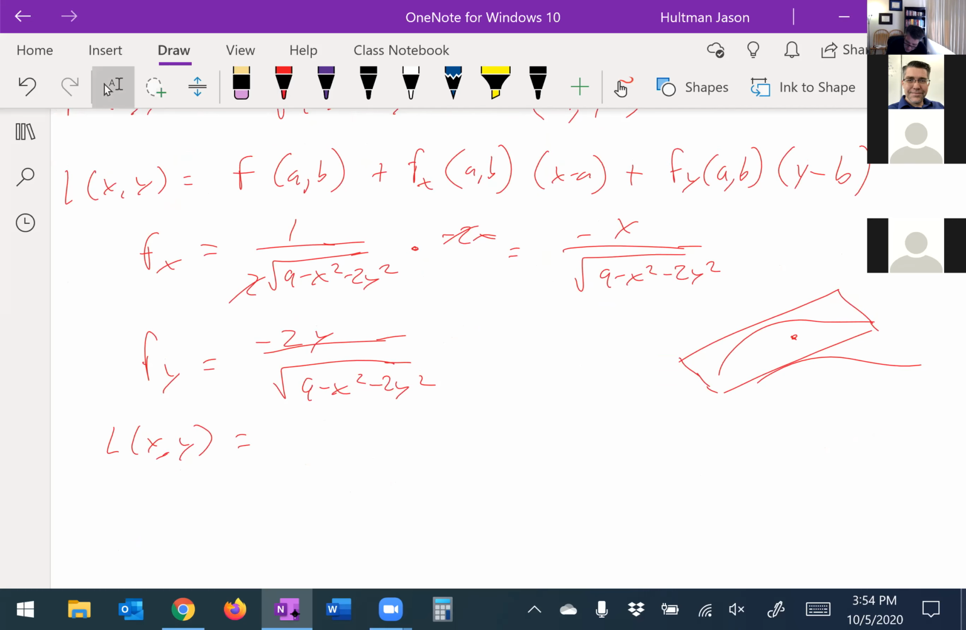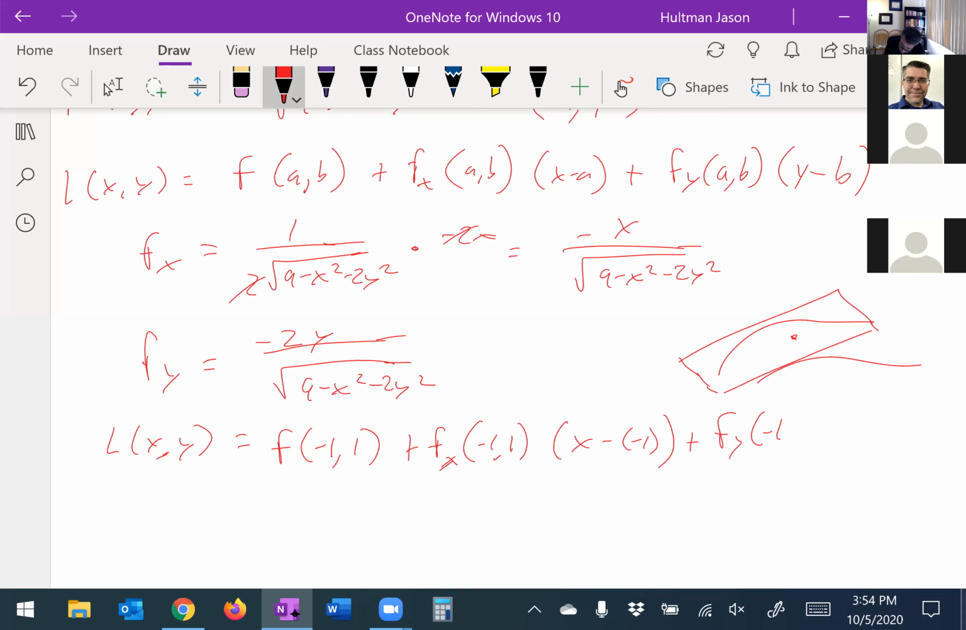Okay, so this says f of a, b. Well, what is f of a, b? Let's just plug it in. f of -1, 1, plus f sub x of -1, 1 times x minus -1, plus f sub y of -1, 1 times y minus 1. So what's f of -1, 1? Well, the original function was the square root of 9 minus x squared minus 2y squared.